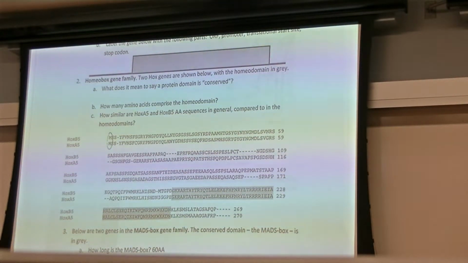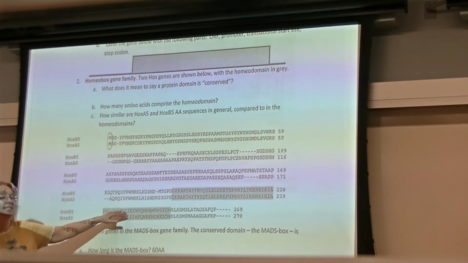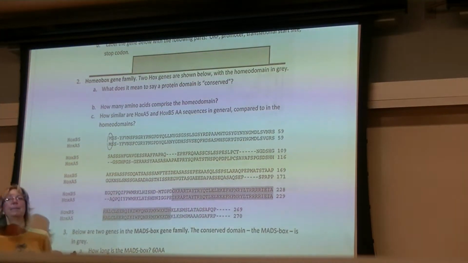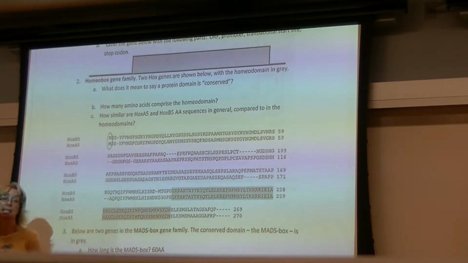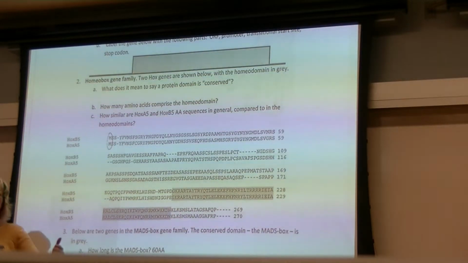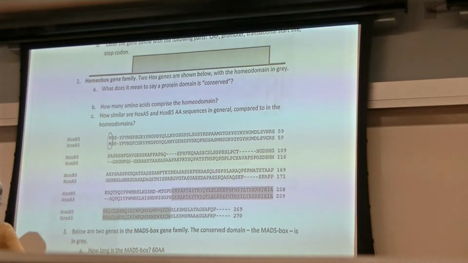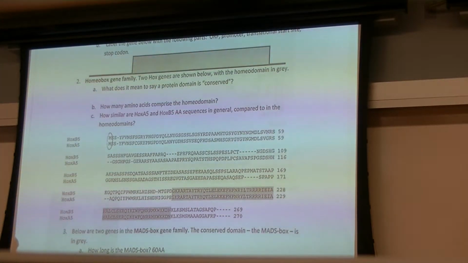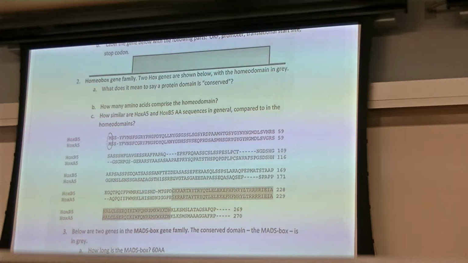Yeah? Does it have to be 90% conserved to be considered a homeobox gene? You have to have this sequence here, the 60 amino acids, in some kind of recognizable form. It may not be exactly 90%, and depending on what your comparison is, say if you're looking at a fruit fly versus a mammal, maybe there's slightly more variation compared to a mouse and a human, but it's going to be recognizable as a homeodomain.